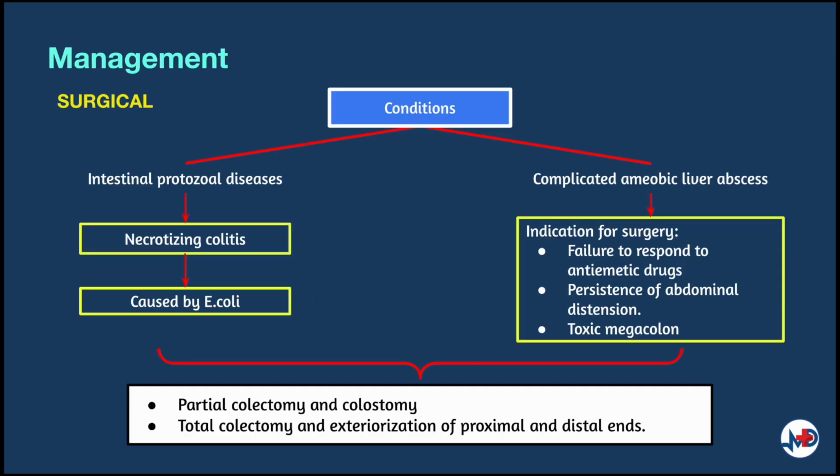There are only two well-recognized conditions in which surgical therapy is necessary for intestinal protozoal diseases, which are necrotizing colitis caused by Entamoeba histolytica or E. coli and complicated amoebic liver abscess. When it comes to surgery, indications for surgery in fulminant amoebic colitis include failure to respond to anti-amoebic drugs following perforation and localized abscess formation, persistence of abdominal distension and tenderness despite effective anti-amoebic therapy, and in the presence of toxic megacolon.